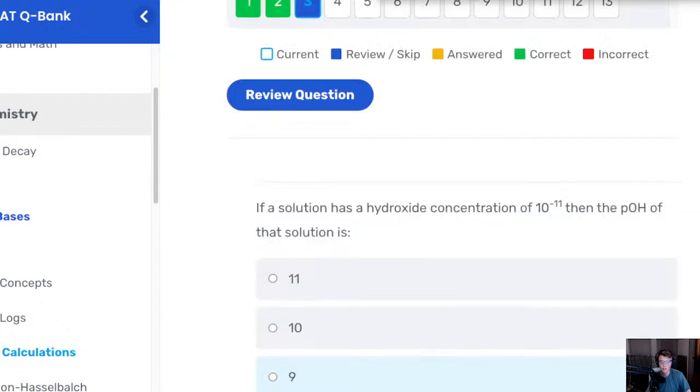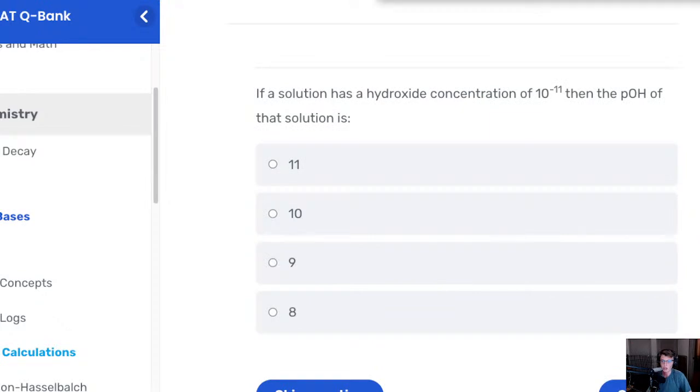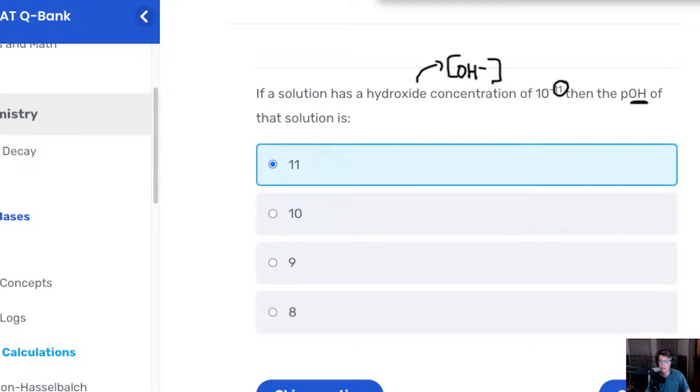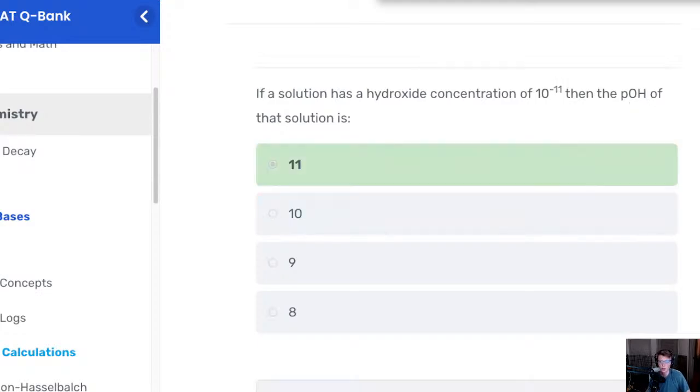Okay, so what about this one? This says if a solution has a hydroxide concentration, so let's translate that, that's an OH minus concentration of 10 to the negative 11, then the pOH of that solution is, okay, again, we match, and at this point hopefully you're getting the sense, we're just going to take the exponent with a flipped sign, so the answer to this is 11. All of these are pretty straightforward.